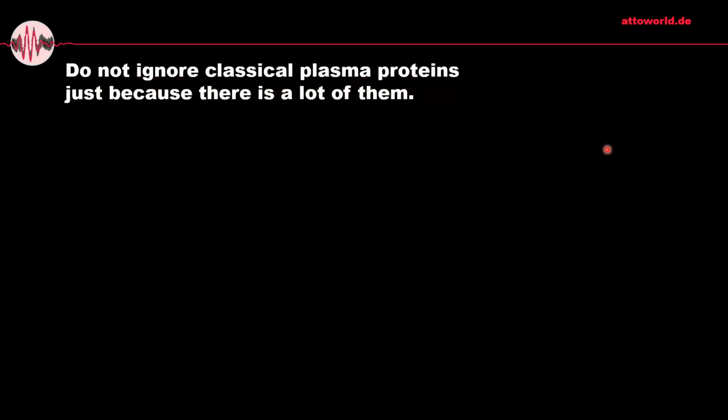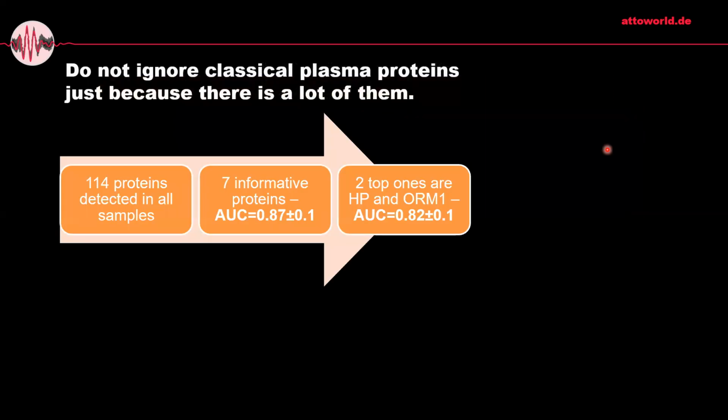However, since this seminar is about mass spectrometry, I would like to come to my conclusion regarding proteomics. From my perspective, this study tells us that it's not worth ignoring classical plasma proteins just because there is a lot of them. To illustrate that, we identified 114 proteins in all samples. In general, there were many more, but they were not present in all the samples.